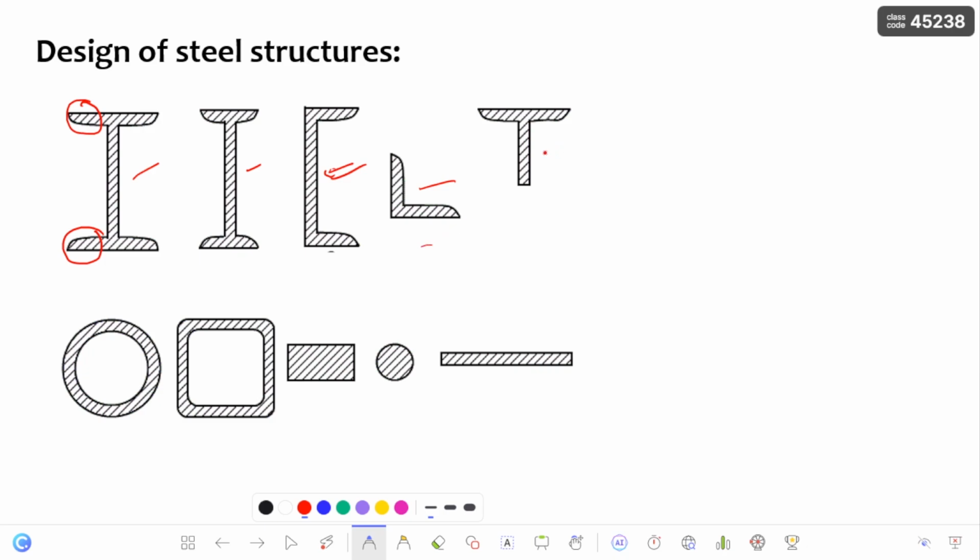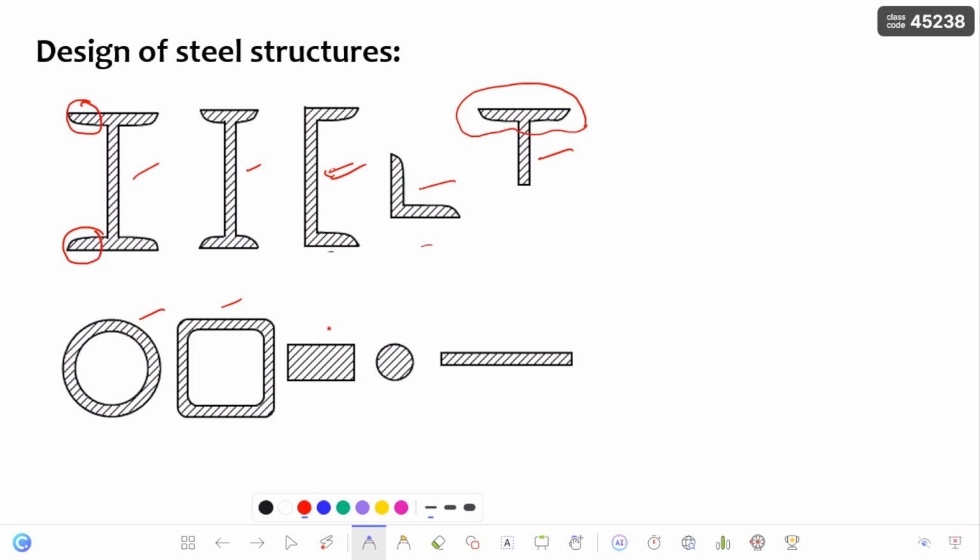Next, coming to the T section, it is just similar to the I section, but the flexure which is coming onto this section is resisted by the top flange part. In the bottom, there is no flange at all. So there is no flexural capacity in the bottom portion. Next, coming to the hollow sections. These hollow sections are particularly preferred in case of torsion. There is a reason behind the usage of these sections in the case of torsion. That reason I am going to discuss in the upcoming videos. So please stay tuned for the upcoming videos also.